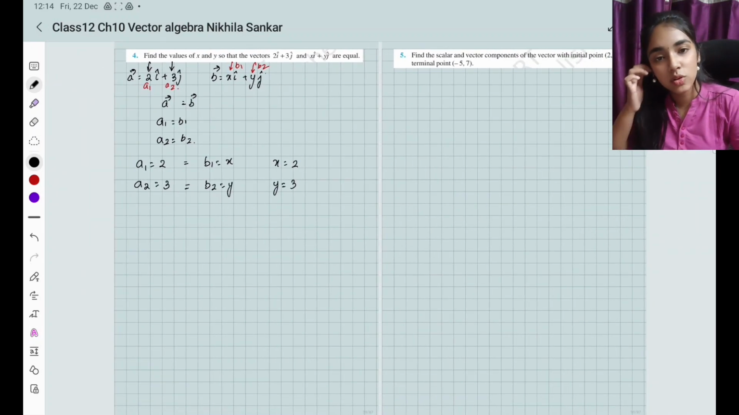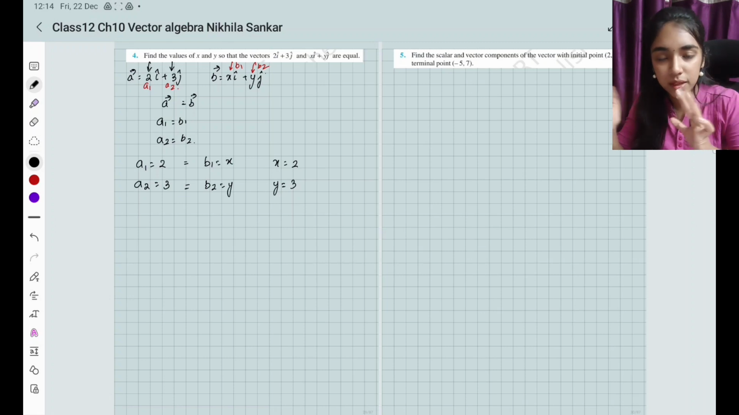Equal vectors na என்ன அர்த்தம்? The respective components are equal. I capல இருக்கிற components equate பண்ணலாம். J capல இருக்கிற components equate பண்ணலாம்.